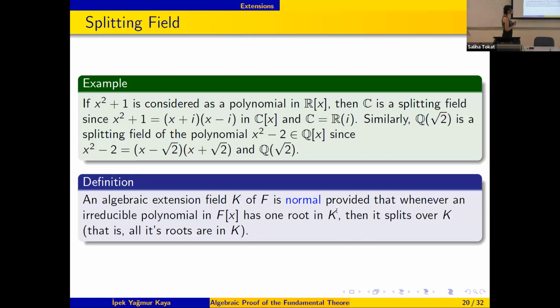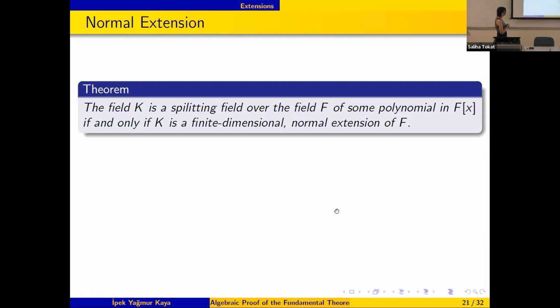An algebraic extension field K of F is normal, provided that whenever an irreducible polynomial in F[x] has one root in K, then it splits over K. That is, all its roots are in K. The theorem: the field K is a splitting field over the field F of some polynomial in F[x] if and only if K is a finite dimensional normal extension.